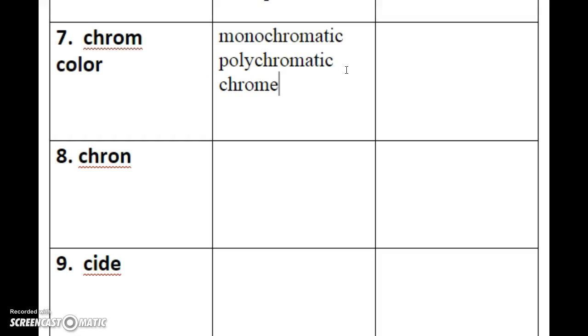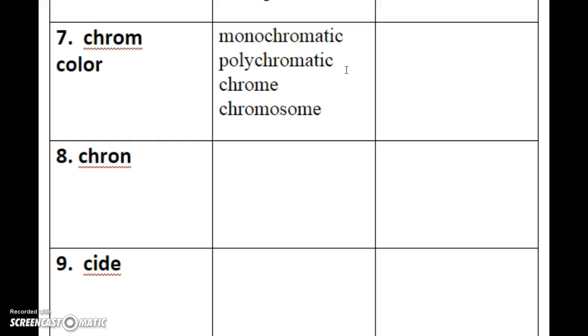Chrome is a really, really shiny metal, and it used to be used on cars, on automobiles quite a bit, and it is all the colors because it's all reflecting and shiny and silver. And then in your cells, you have chromosomes. I'm going to leave it singular, I guess. Chromosome is the colored body inside of a cell.